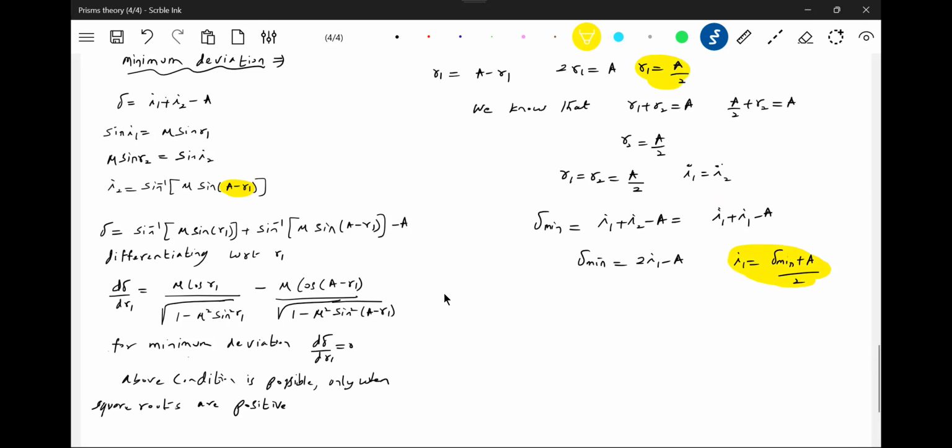Let me apply Snell's law. We know that sine I1 is equal to mu sine R1. Let me substitute the value of I1. Sine of delta minimum plus A by 2 equal to mu sine A by 2. So what is the mu of the prism? Mu equals sine of delta minimum plus A by 2, divided by sine of A by 2.